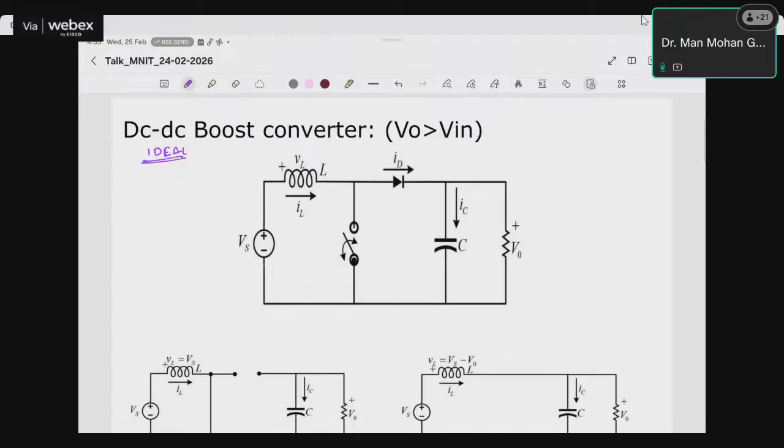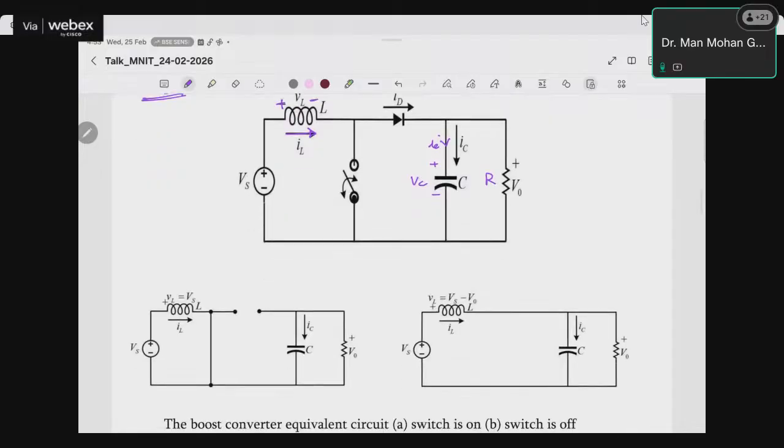So this is the circuit. It also has one capacitor, one inductor. So let's denote the voltage and current directions. This is the current direction, this is the voltage, this is the capacitor current, this is the capacitor polarity, this is the R output polarity, right? This is the output current. When the switch is on, the duration is 0 to DT. When the switch is off, the duration is DT till T.